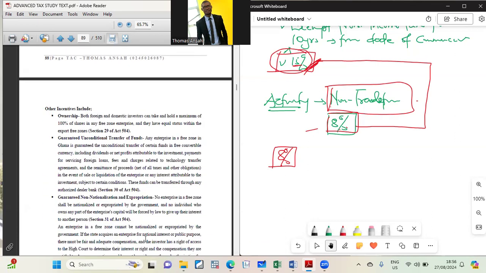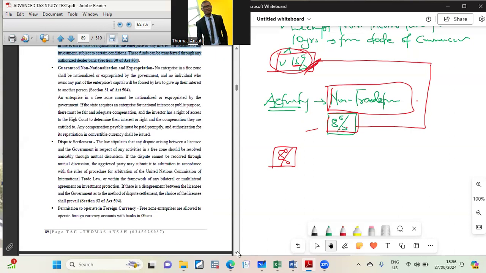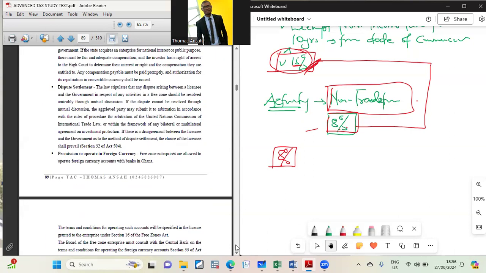Of course, we should also understand that both foreign and domestic investors can take a maximum 100% shareholding. And you are guaranteed your transfer of money outside Ghana, because sometimes some people are not guaranteed the transfer of their income outside Ghana. But with free zone, you can actually do it. So this allows a foreigner to come in and invest in free zone. He is not restricted from transferring money outside Ghana for the investment that he did.